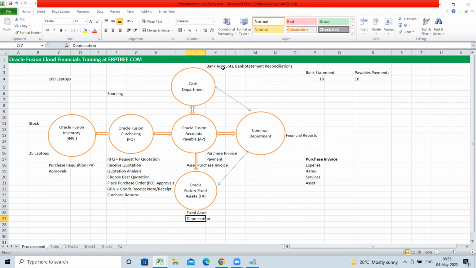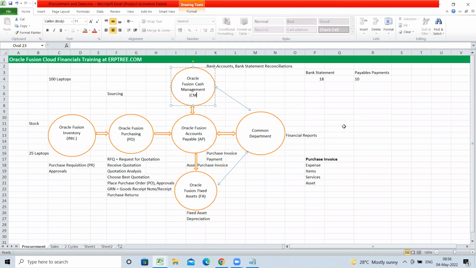They are maintaining the bank accounts and they are doing the bank statement reconciliations. So to do these activities, along with the other activities related to bank accounts, etc., Oracle is providing an application for the cash department that we call Oracle Fusion Cash Management.